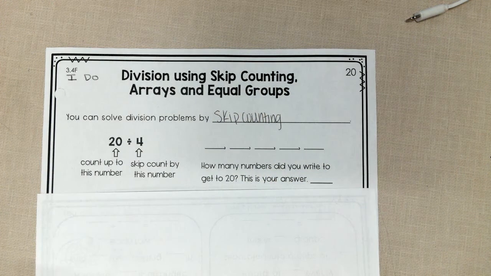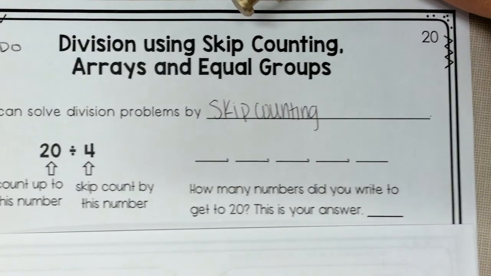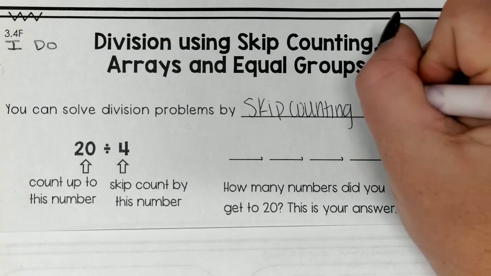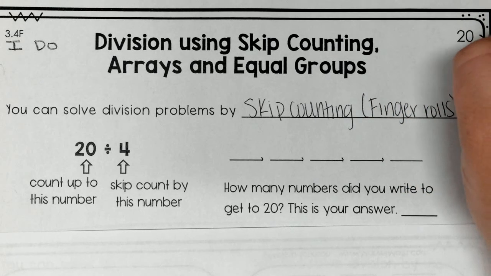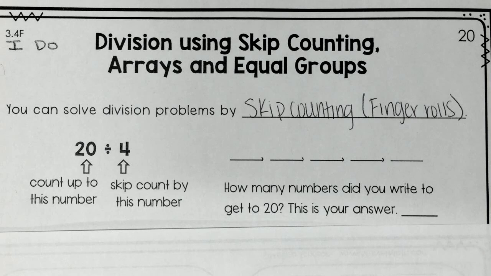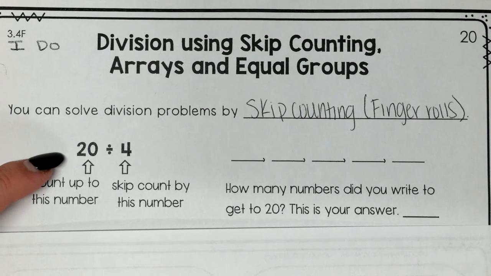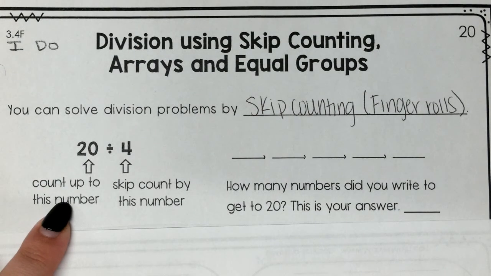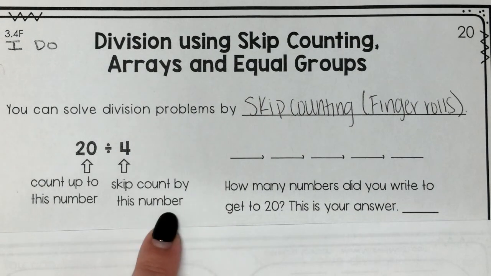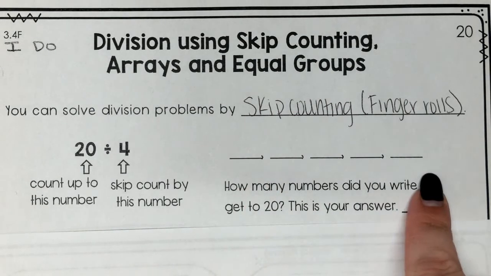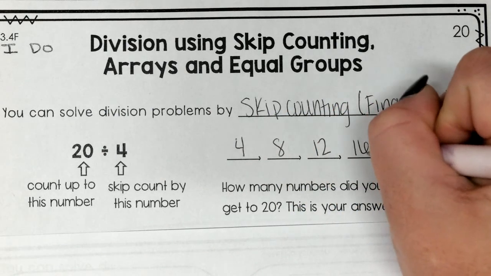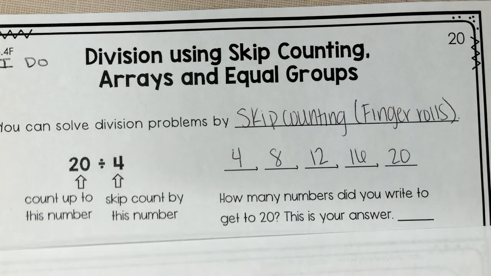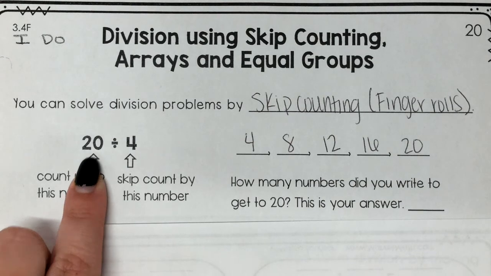So on your paper, go ahead and fill out skip counting. And skip counting is also our finger rolls. So when I'm looking at this problem here, 20 divided by 4, I'm going to count up to 20, and I'm going to skip count by 4s. So I'm going to write my multiples of 4 here. So I have 4, 8, 12, 16, 20. Once I get to 20, I stop because that's the number I'm dividing.